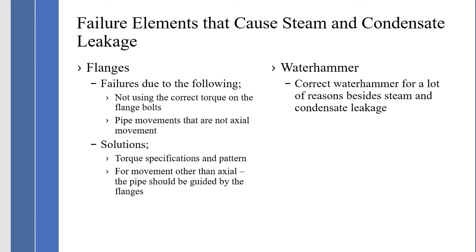The thing is that flanges and flange failures are due to not using the correct torque on the flange bolts and pipe movement that is not axial movement. So when you put a flange in, you need to know the torque spec and the torque pattern. The other thing is, if you have other movements besides axial movement, then put in guides on the piping system to eliminate anything but axial movement. Of course, water hammer is another reason that causes steam and condensate leakage in the system.